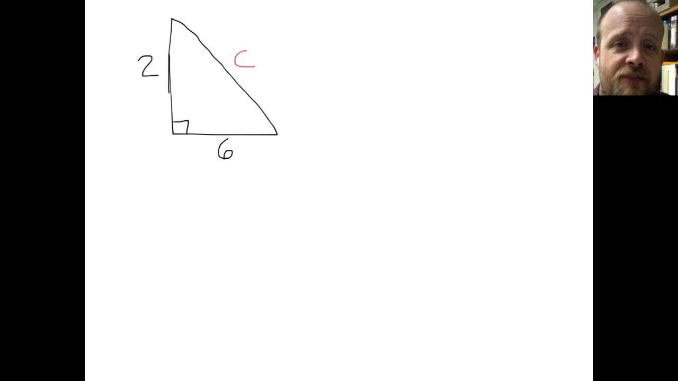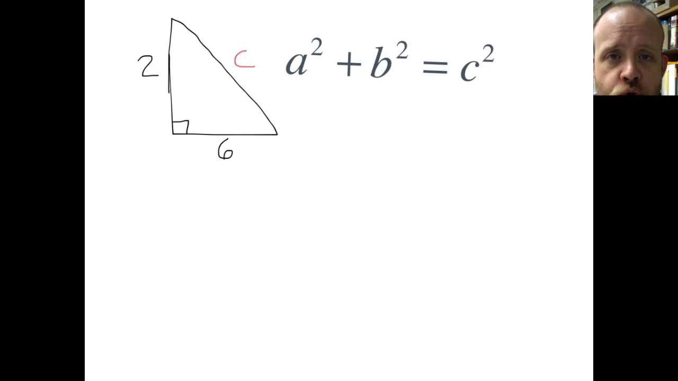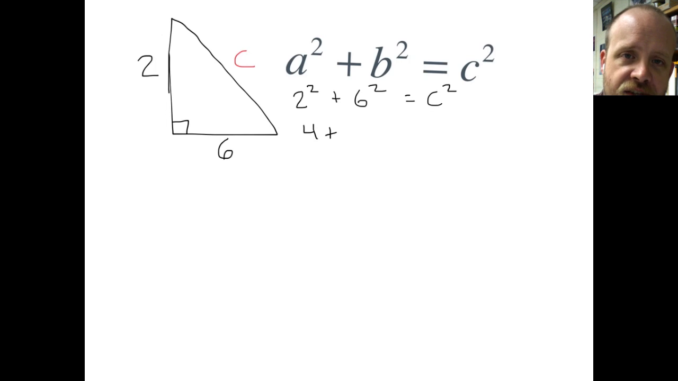Next up, let's look at a different triangle, something a little different. We have our 90-degree angle at the bottom, and now we have a couple of different sides. Let's say we have 2 on the left and we have 6 on the bottom. So those are our a and our b. And our unknown side is once again the longest side, our c value. So pull in our equation and start filling it in. 2 squared plus 6 squared equals c squared. 4 plus 36 equals c squared. Therefore 40 equals c squared.